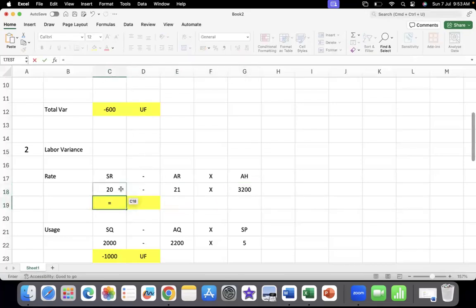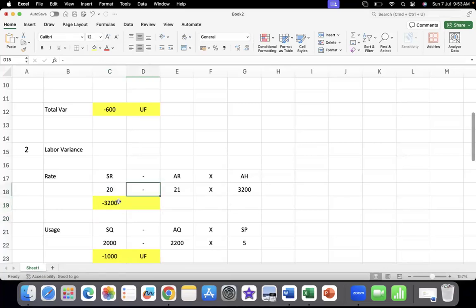So again, this would be 20 minus 21 multiplied by 3,200. Of course, there is a bracket in between. And that gives you a negative variance of 3,200. So what it means, you decided at a labor rate of $20 per hour in your budget, and you ended up paying 21. So there was a difference of $1 every hour. And that is basically hampering your pocket.